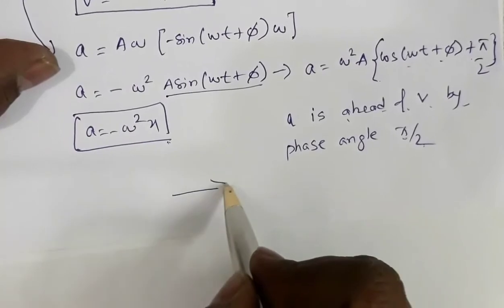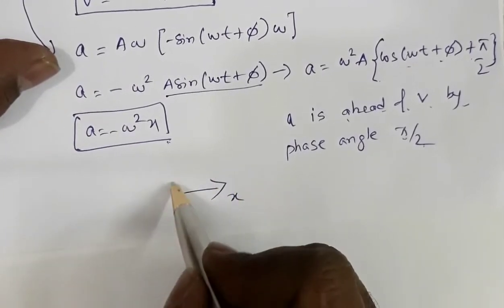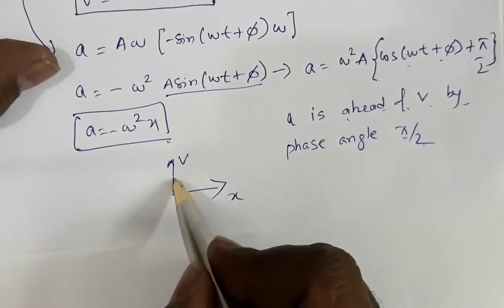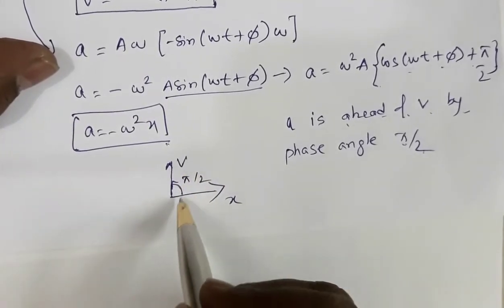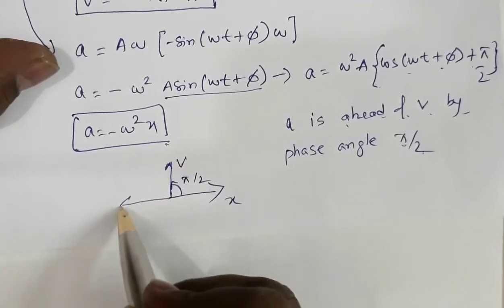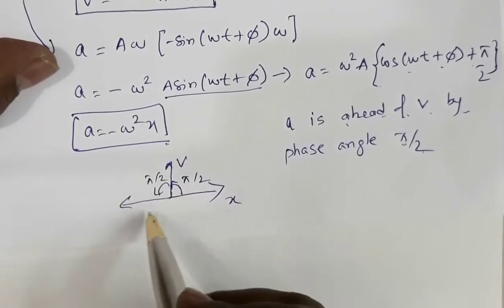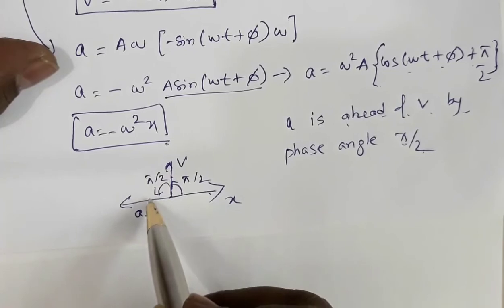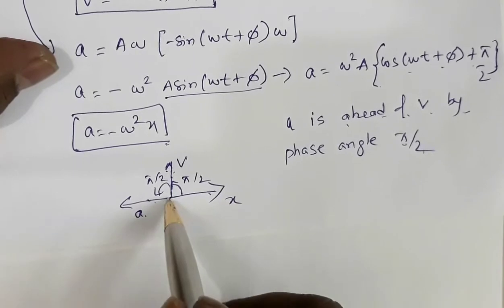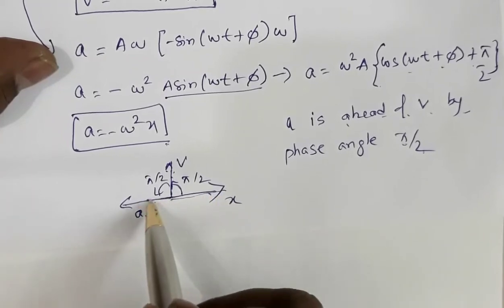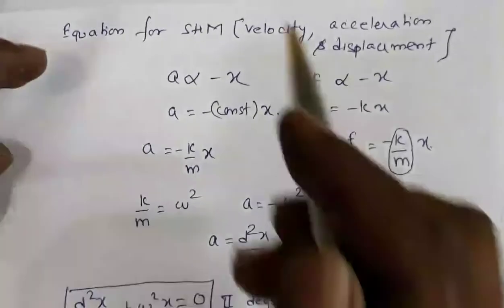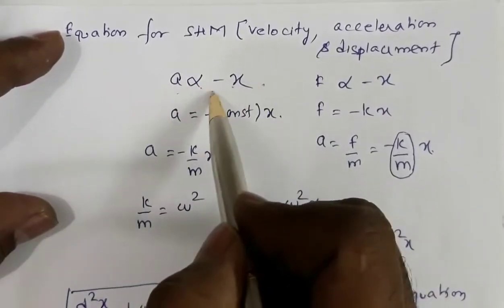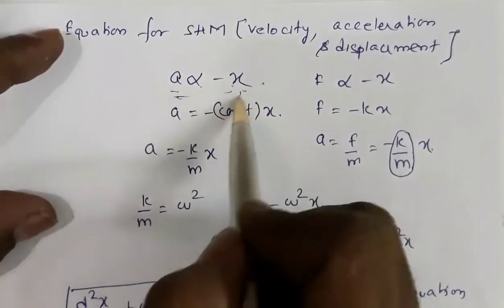If this line represents the direction of displacement, then this is velocity. This is π/2. Now acceleration is ahead of velocity by a phase angle of π/2. So this is acceleration, and this is again π/2. So velocity is ahead of displacement by π/2, and acceleration is ahead of velocity by π/2. What does this mean? Acceleration is 180 degrees out of phase with displacement. Displacement is in this direction, and acceleration is in the opposite direction. This is the reason that in the first equation I wrote a proportional to minus x. That means acceleration and displacement are in opposite directions.